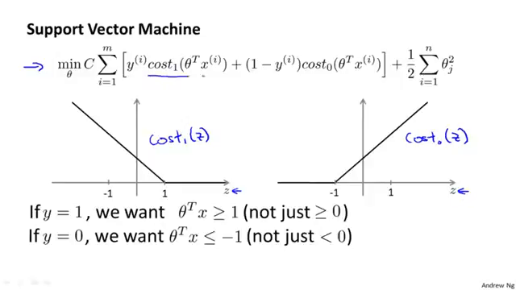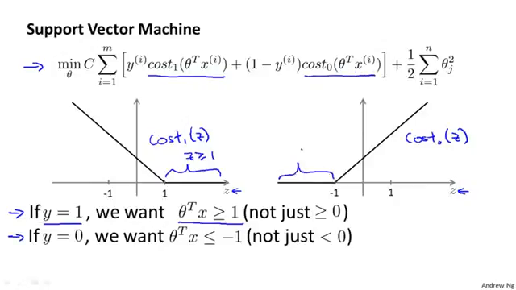If you have a positive example, so if y is equal to 1, then cost 1 of z is 0 only when z is greater than or equal to 1. So in other words, if you have a positive example, we really want theta transpose x to be greater than or equal to 1. And conversely, if y is equal to 0, look at this cost 0 of z function, then it's only in this region where z is less than or equal to -1 that we have that cost 0 of z is equal to 0.